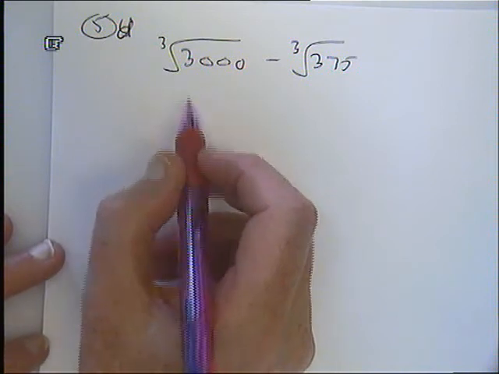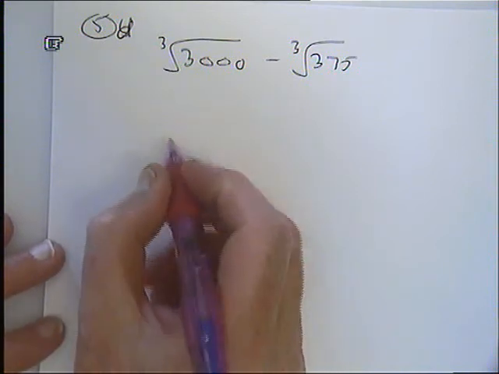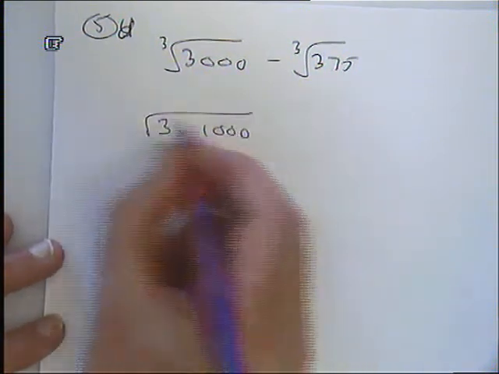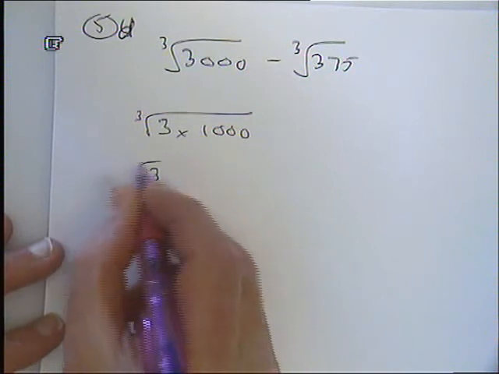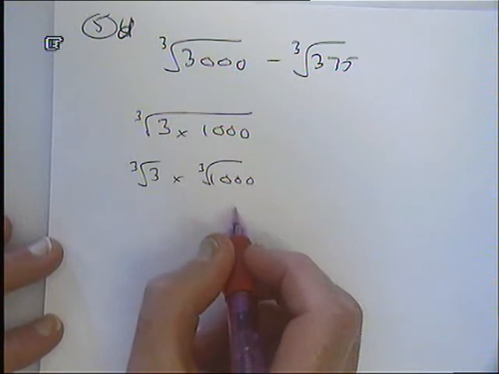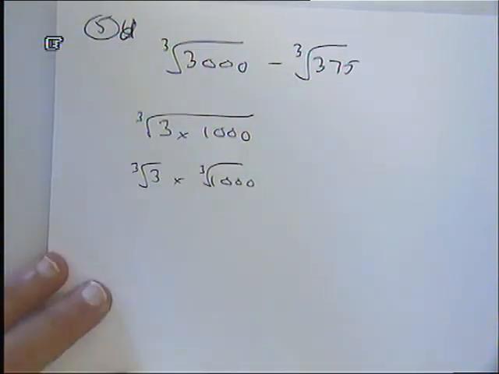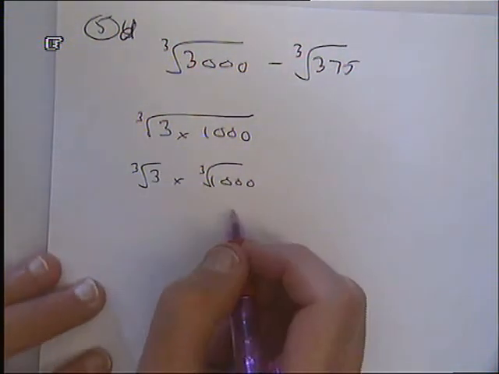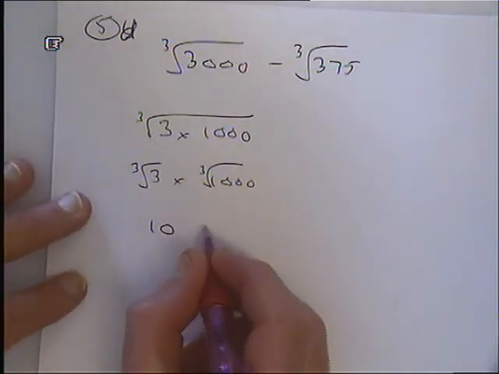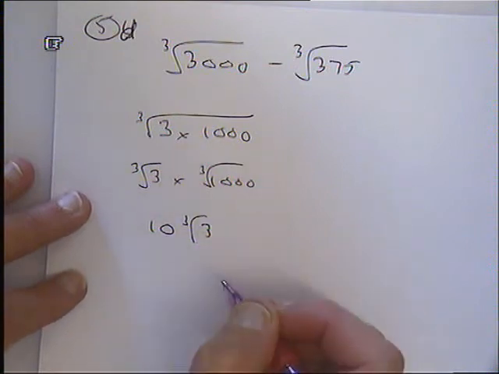What's the easiest way of factorising 3,000 into any two numbers? 3 times by 1,000. Right. So the cube root of 3 times the cube root of 1,000. And the cube root of 1,000 is 10. Yeah. So that is 10 lots of the cube root of 3.